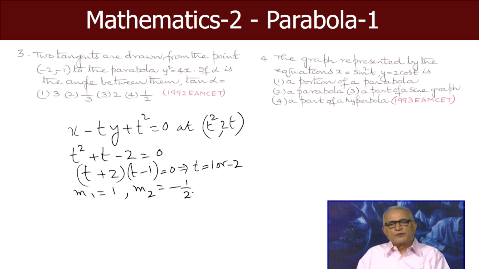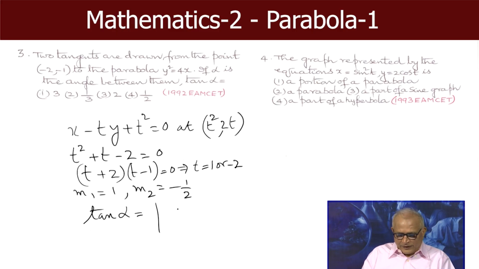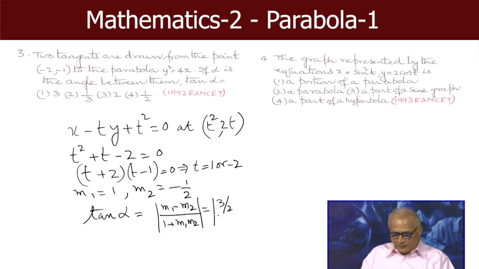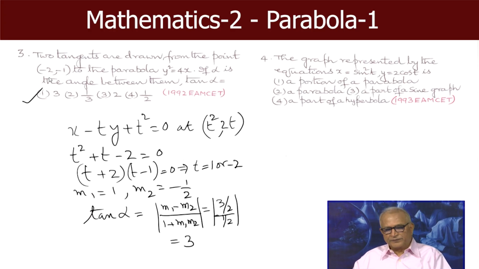So these are the slopes of the two tangent lines that can be drawn from (-2, -1) to the parabola. So what is tan alpha? Always acute angle తీసుకుంటాం. |m1 - m2| / (1 + m1 m2) = (3/2) / (1/2), since m1 m2 is -1/2, that is equal to 3. So your value of tan alpha is 3, first option.